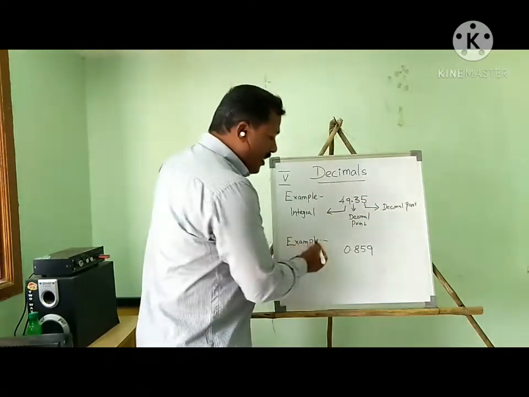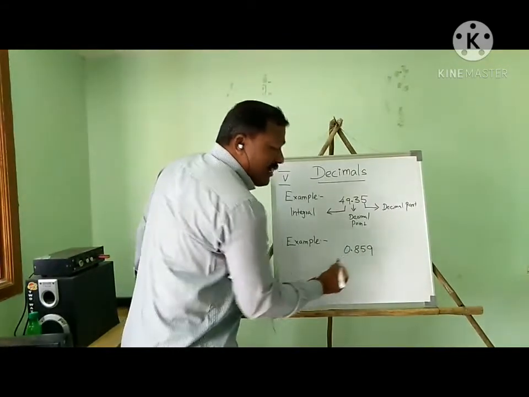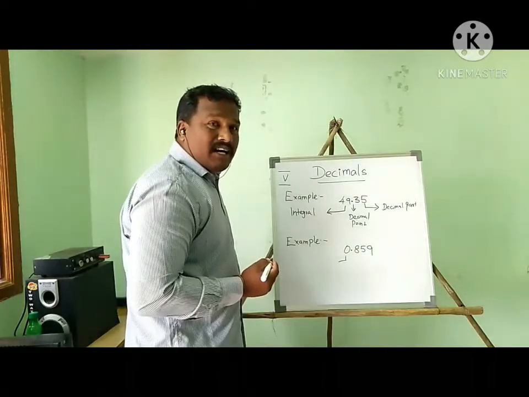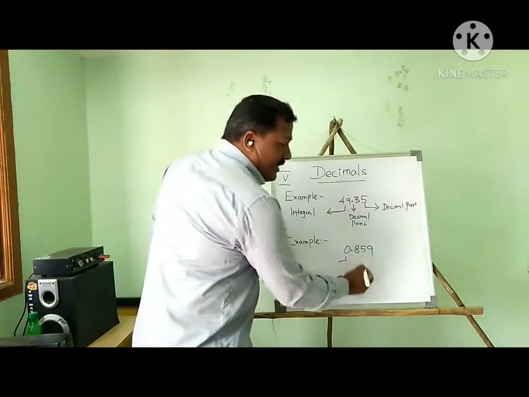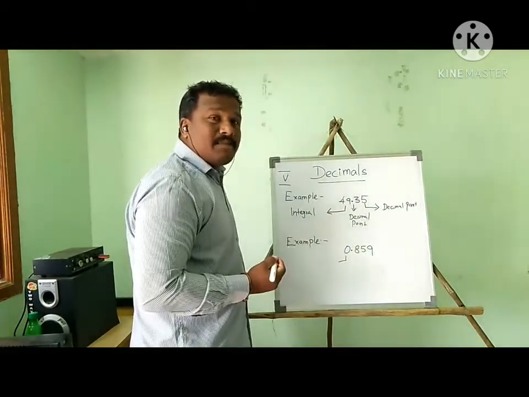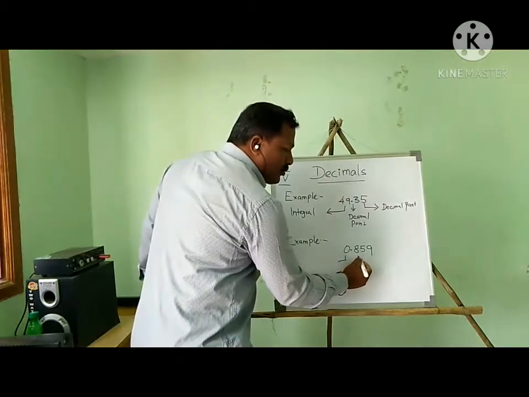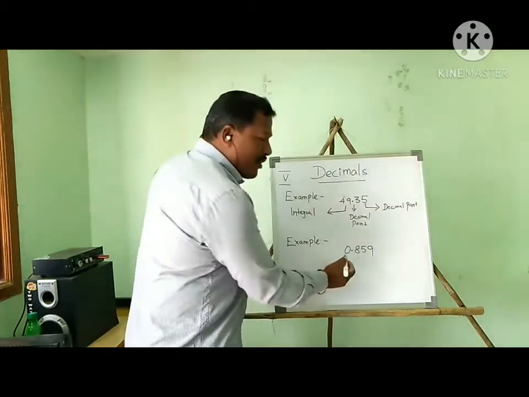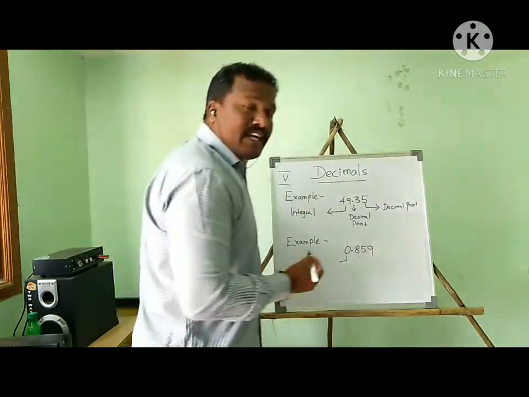Okay. If you look at this another example, here a dot is there. You know very well the left side of the part we call the integral part or whole part. The dot we call the decimal point. The right side of the part we call the decimal part. Then how many places are there? Three places. 1, 2, 3. So how to read this number? 0.859. We can read it as it is.